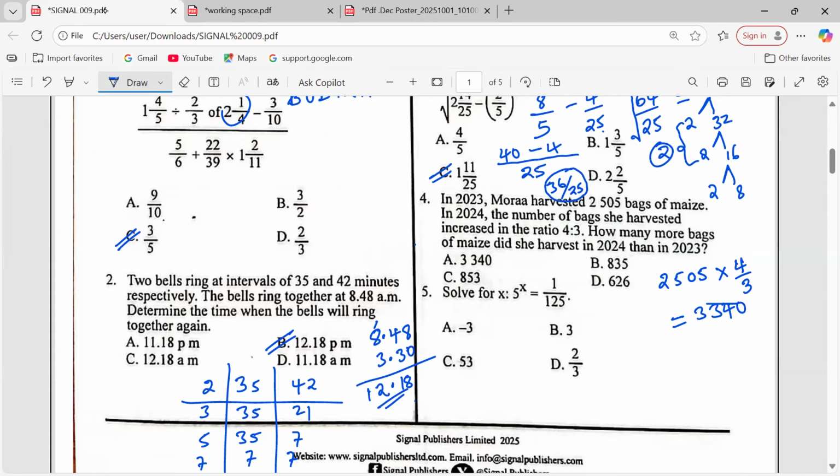But now we want how many more bags? In other words, what is that difference between 2024 and 2023? So 3,340 minus 2,505. This is now the more bags that she has harvested.